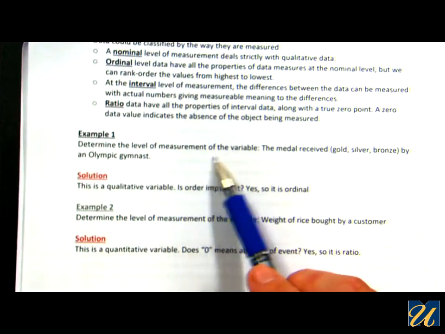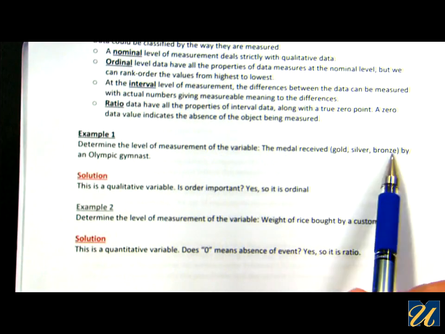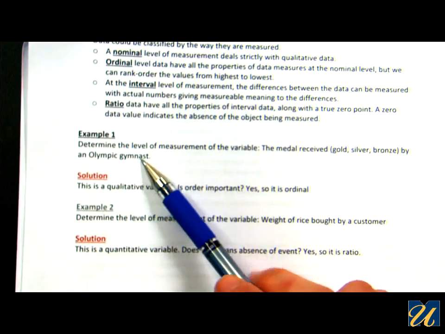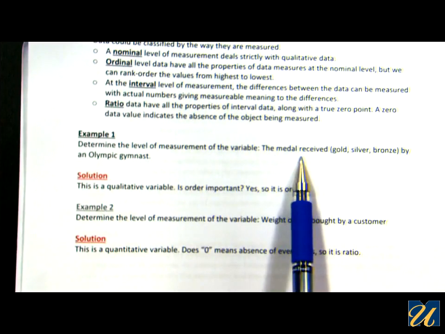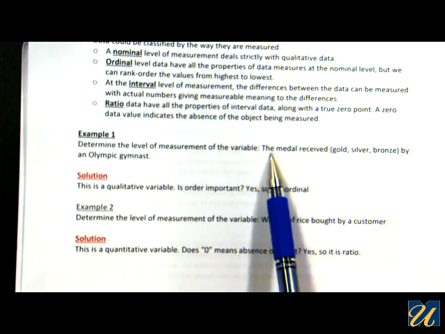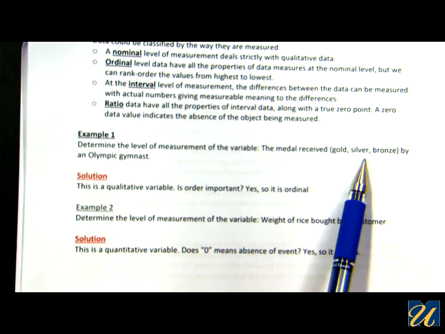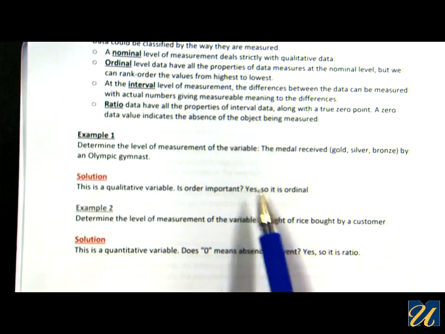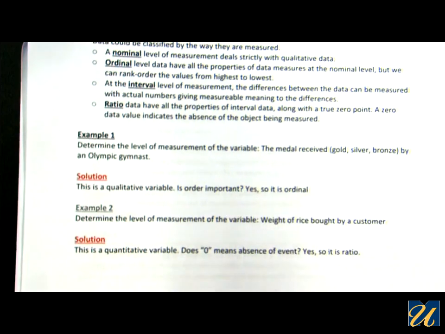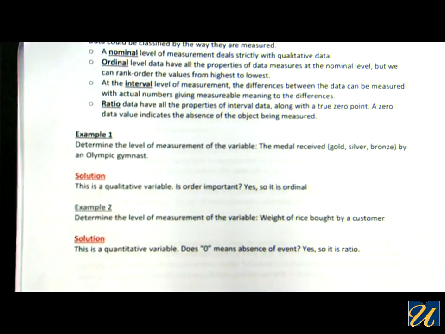So let's look at the example. Determine the level of measurement of the variable, the medal received, gold, silver, bronze, by an Olympic gymnast. The first thing you do is determine if this variable is qualitative or quantitative. The medal received, that would be qualitative. Under qualitative, the options are nominal or ordinal. So, is order important? Yes. Therefore, the classification is ordinal. The scale of measurement is ordinal.